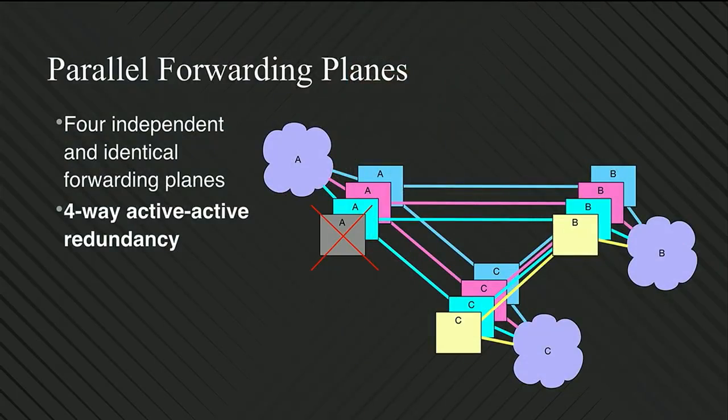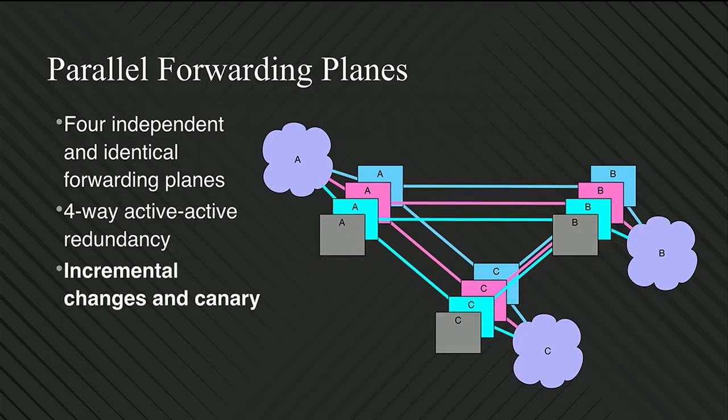EBB has 4 independent and identical forwarding planes. The fact that they're independent provides a very natural 4-way active-active redundancy. In this example, we see that router A in plane 1 is disabled. Traffic through that router will automatically be withdrawn, and all traffic to and from data center A will flow through the remaining 3 planes. Please note that for traffic between data center B and C, the 4th plane remains available.